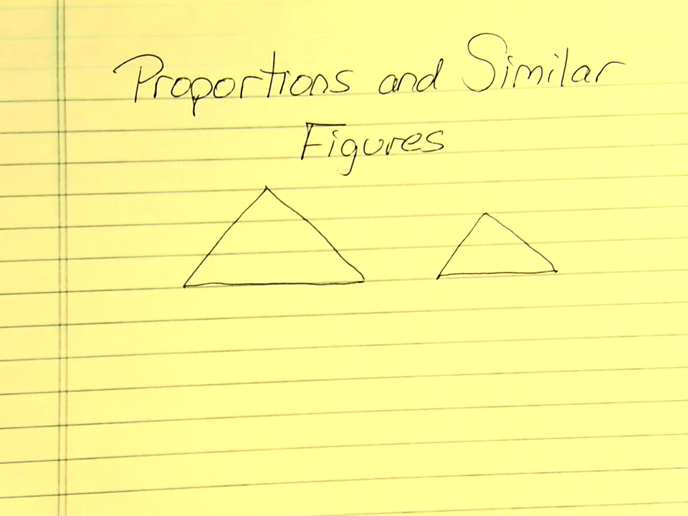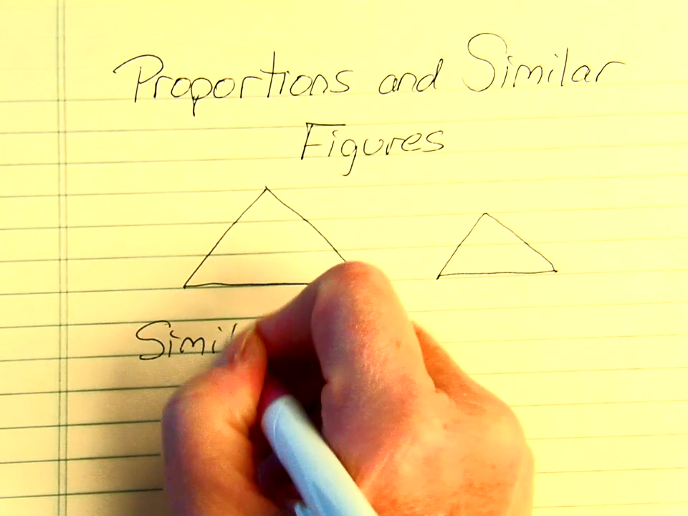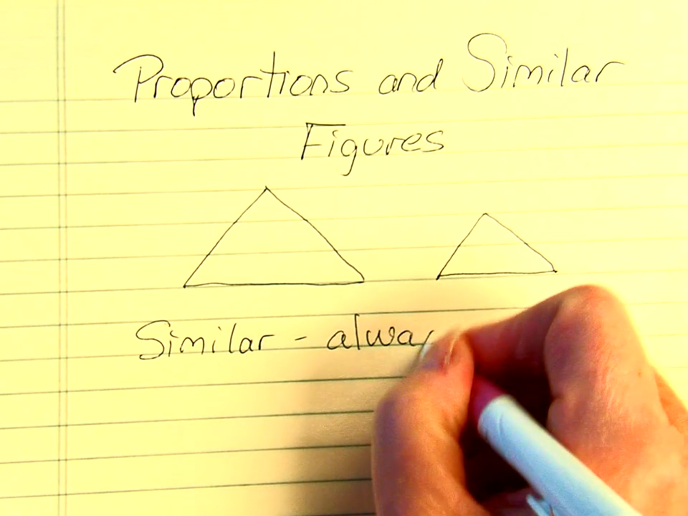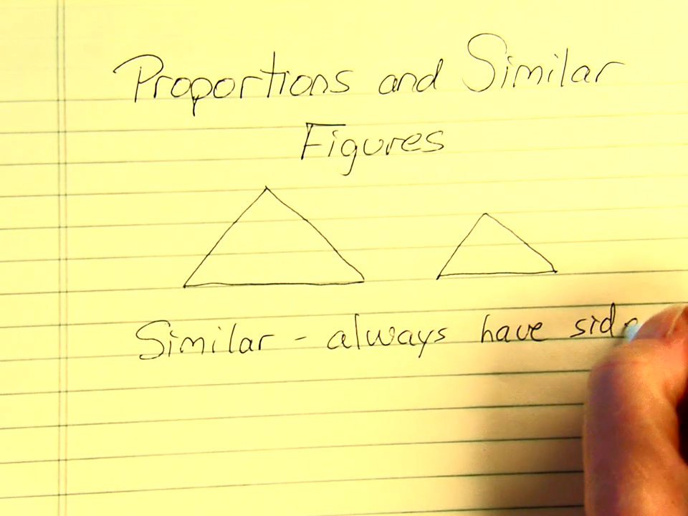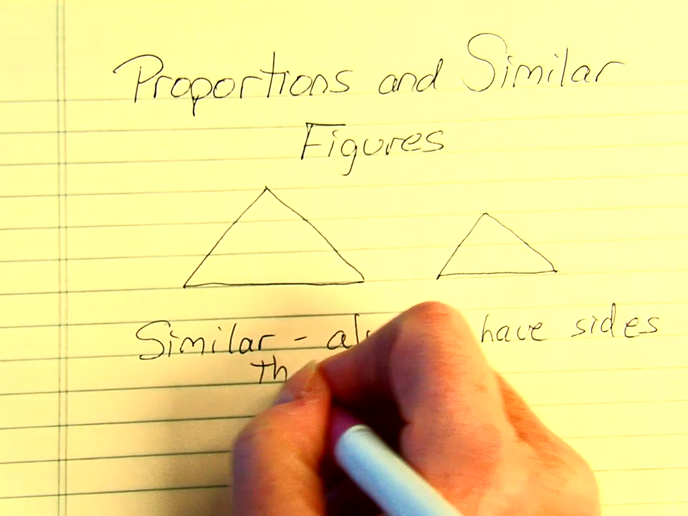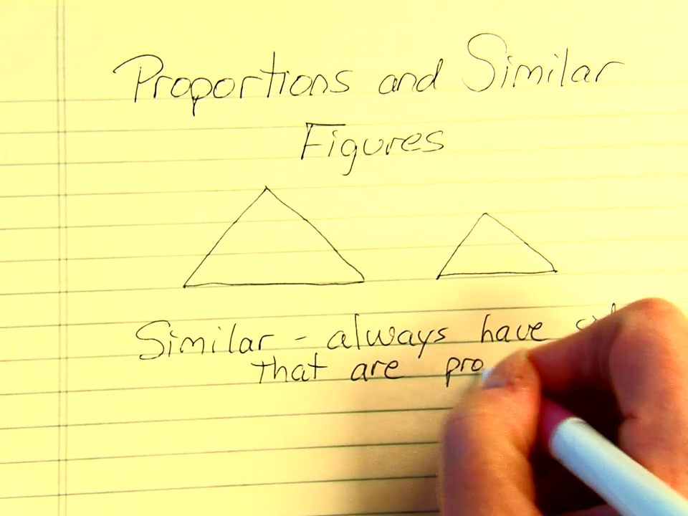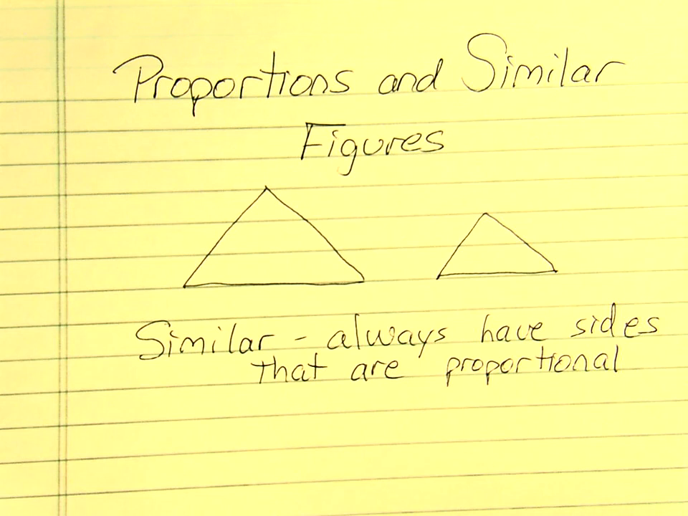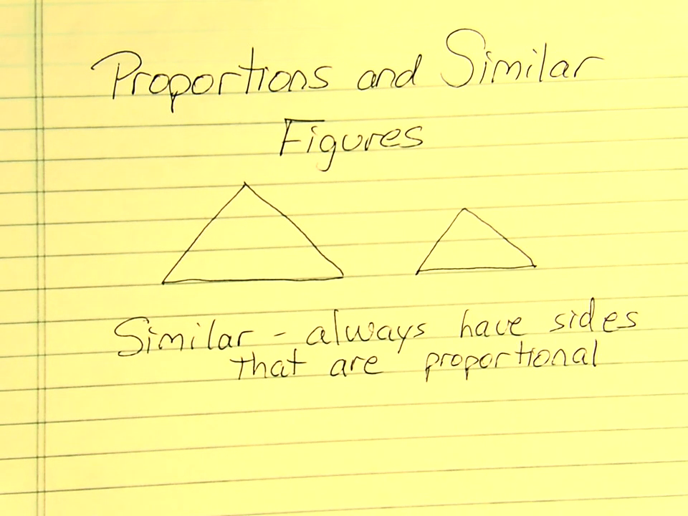But what we always have with similar figures is that they always have sides that are proportional. So they aren't necessarily equal because they are different sizes, but they have sides that are proportional.